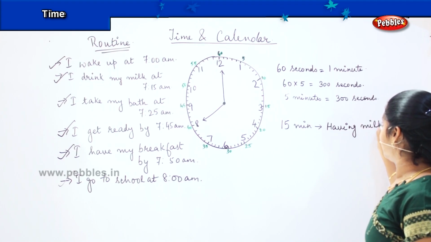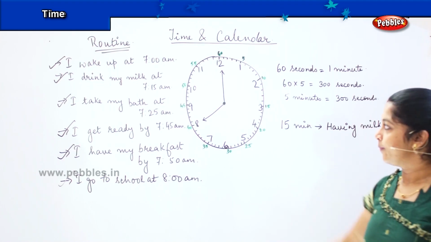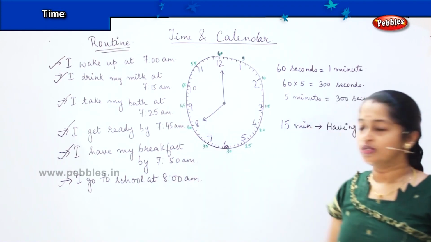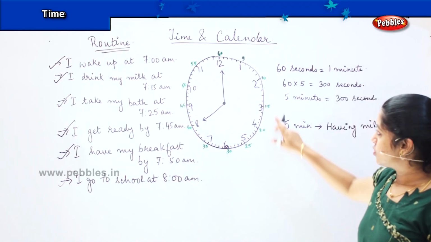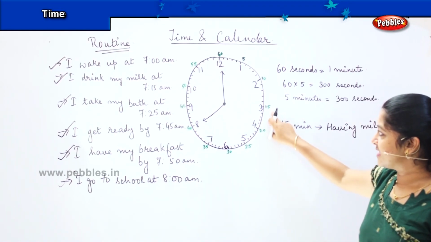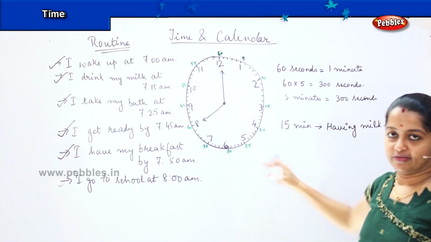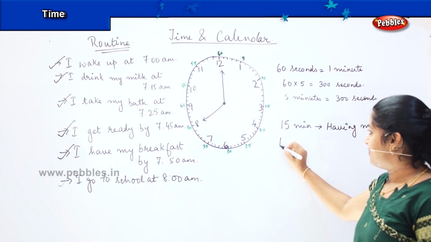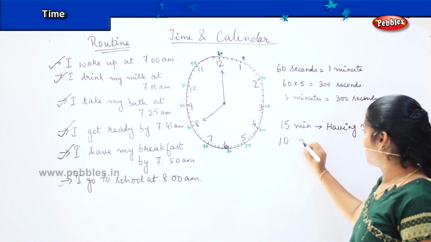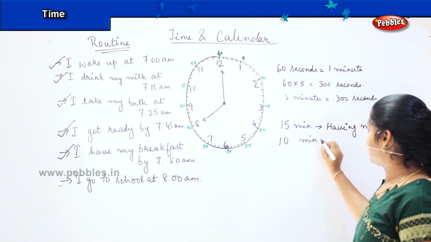Yes? And after that, what do you do? What is the next thing you do? You take your bath at 7:25. Right. So, from 7:15 to 7:25, what is the gap? 20, 25. So, you take 10 minutes to have your bath.